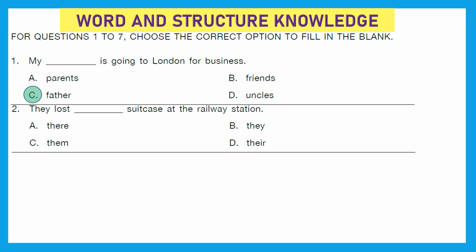Question 2. They lost dash suitcase at the railway station. So let's see what will come in the blank. Is it THERE? Is it they? Is it them? Or is it THEIR? So here the correct option would be D. The possessive adjective, which is spelled as THEIR, is used to indicate the ownership of the subject in the sentence, that the suitcase is owned by them.